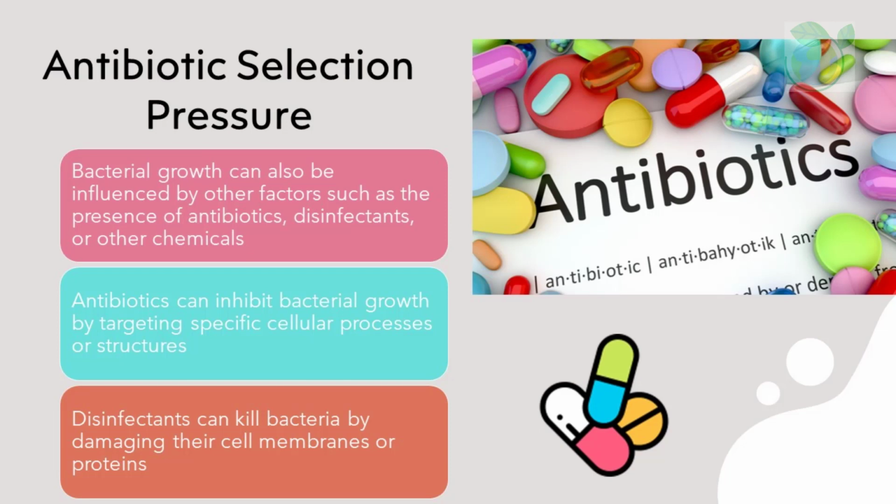Antibiotic selection pressure. Bacterial growth can also be influenced by other factors such as the presence of antibiotics, disinfectants, or other chemicals. Antibiotics can inhibit bacterial growth by targeting specific cellular processes or structures. Disinfectants can kill bacteria by damaging their cell membranes or proteins. Other chemicals such as heavy metals can also inhibit bacterial growth by interfering with cellular processes.